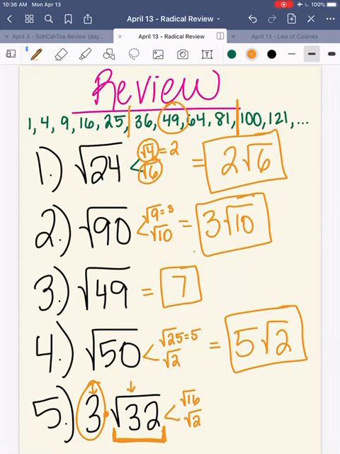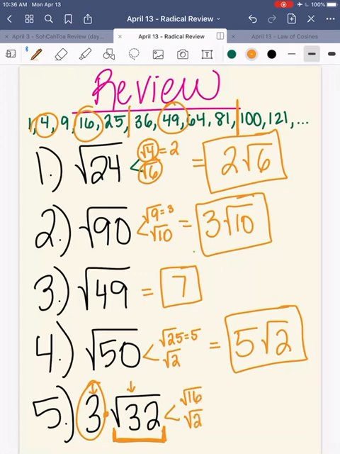Let me show you really quickly. Some of you may have said, oh, well, I know 4 goes into 32, 4 times 8. So if you used 4 and 8, that's good. But that's not all the way simplified because then 8 can break down. So when you have a problem where 2 of the perfect squares, in this case 4 and 16, went into 32, you always want to take the greatest. So we want to take the largest perfect square. So we're going to take 16 and 2.